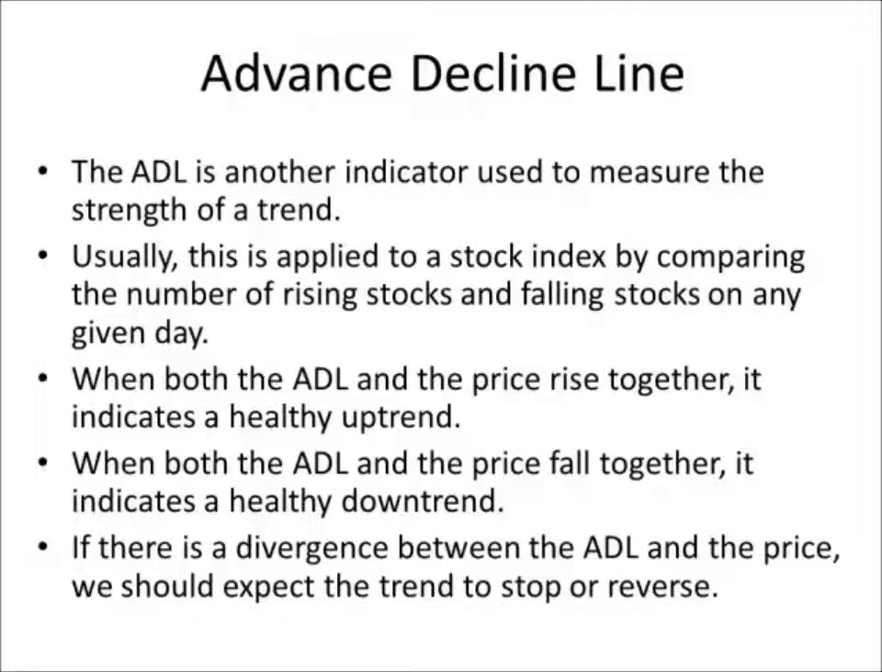Now, how exactly do we use the advance decline line? Well, this again is a confirming indicator. It's used to confirm or measure the strength of a trend. When we see the ADL and the prices rise together, so if we see the ADL going up and we also see the price going up, that indicates that we are in a healthy uptrend, right? Which means that the uptrend is strong. It's backed by the fact that lots of stocks are moving up relative to the number of stocks moving down.